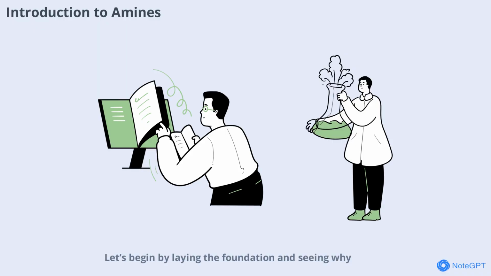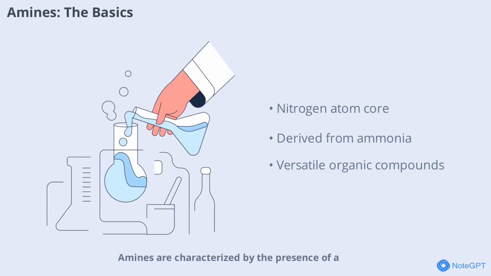Let's begin by laying the foundation and seeing why amines are so important in the world of chemistry. Amines are characterized by the presence of a nitrogen atom bonded to hydrogen and carbon atoms. They can be thought of as derivatives of ammonia, NH3, where one or more hydrogens are replaced by organic groups. This simple change leads to a wide variety of compounds with diverse properties and functions. Understanding this basic structure is key to grasping how amines behave and why they are so versatile in organic chemistry.